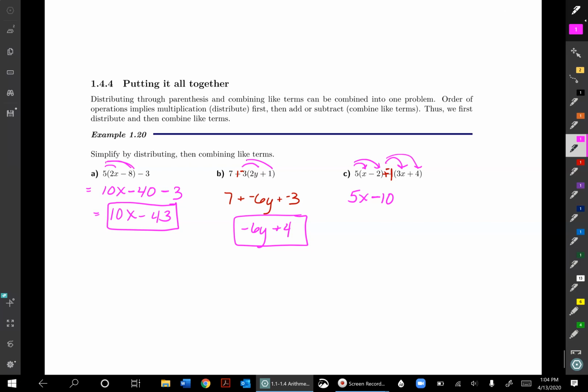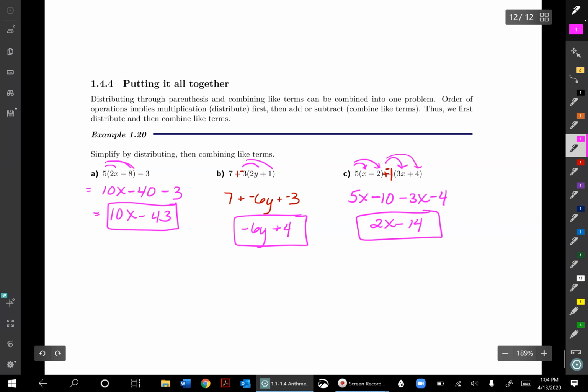So then we have plus -1 times 3x is minus 3x. And then minus 1 times the positive 4 is going to be minus 4. Now combine like terms, and we have 5x minus 3x is 2x. Minus 10 minus 4 is going to be minus 14. So our final answer is 2x minus 14.